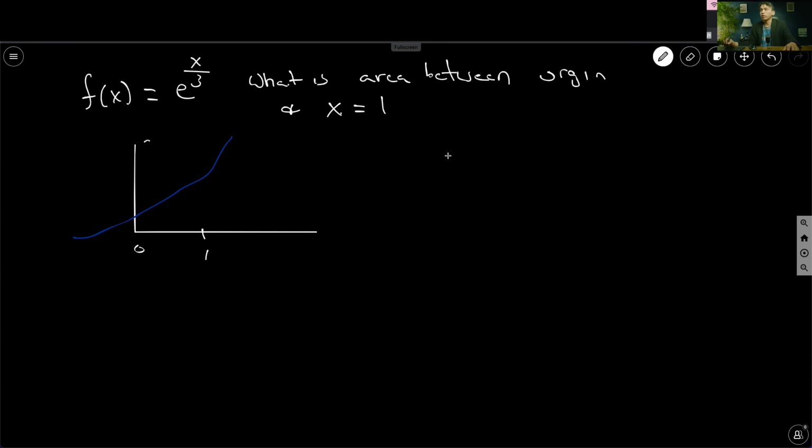You just take the integral of the function. So to get the area, it's just going to be equal to the integral from 0 to x equal to 1. So from right here, from 0 to 1, we want this area in here. The function given is e to the x over 3 dx, okay? Of course, this is the integral. If you know it right away, you can go ahead and solve the integral.